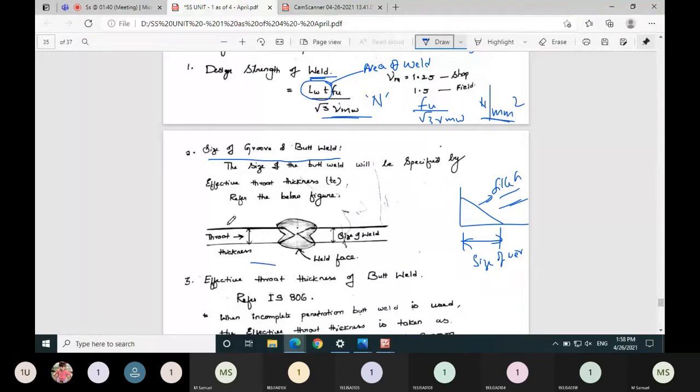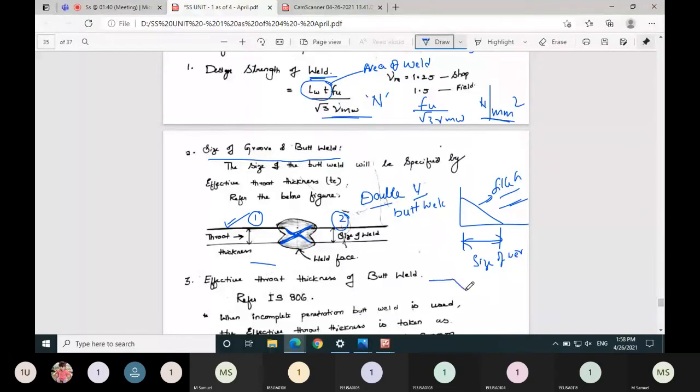Yes, I hope you can see this figure. Let's just examine the figure. This is plate one and this is plate two. These two plates are joined by a double V butt joint weld. Why am I calling it double V? See here, this top portion is similar to a V and the bottom cut, the groove, is also a V. So there are two V's, double V.